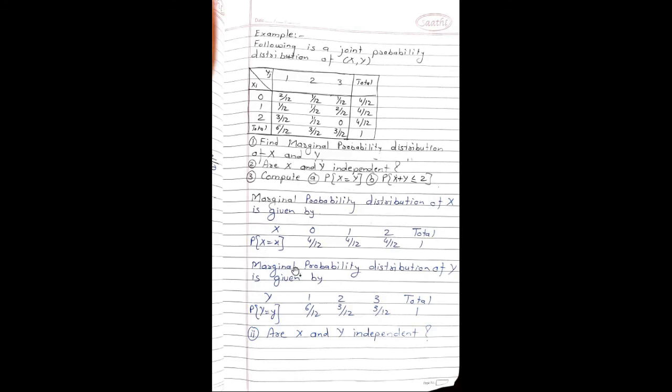So the marginal probability distribution of y is given by, the various values of y are 1, 2 and 3. For y is equal to 1, the marginal probability is 6 by 12. For y is equal to 2, the marginal probability is 3 by 12. For y is equal to 3, the marginal probability is 3 by 12. Now 6 by 12 plus 3 by 12 plus 3 by 12, the total is 1.